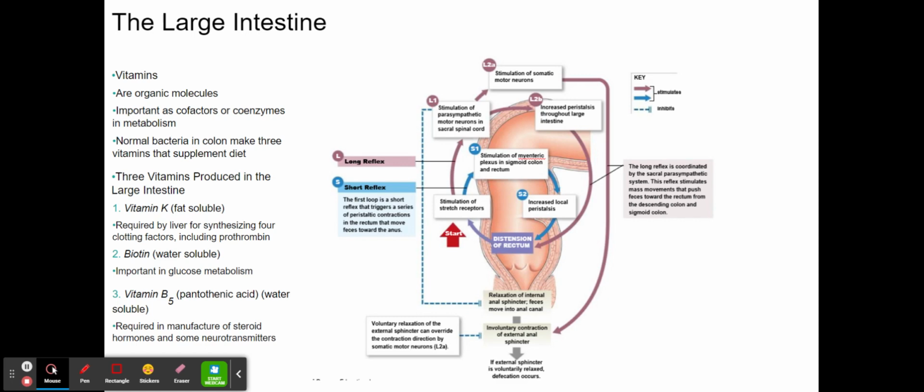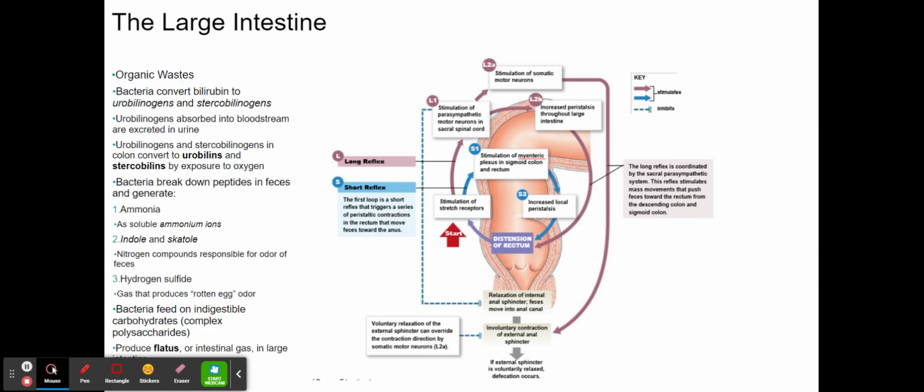Vitamins are organic molecules that are important as cofactors or coenzymes in many metabolic pathways. The normal bacterial residents of the colon generate 3 vitamins that supplement our diets. First is vitamin K, a fat-soluble vitamin in the liver that is required for synthesizing 4 clotting factors, including prothrombin. Intestinal bacteria produce about half of your daily vitamin K requirements. 2 is biotin, a water-soluble vitamin important in various reactions, notably those of glucose metabolism. 3 is vitamin B5, or pantothenic acid, a water-soluble vitamin required in the manufacture of steroid hormones and some neurotransmitters.